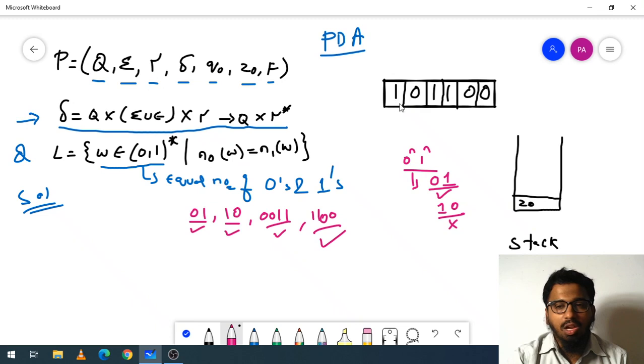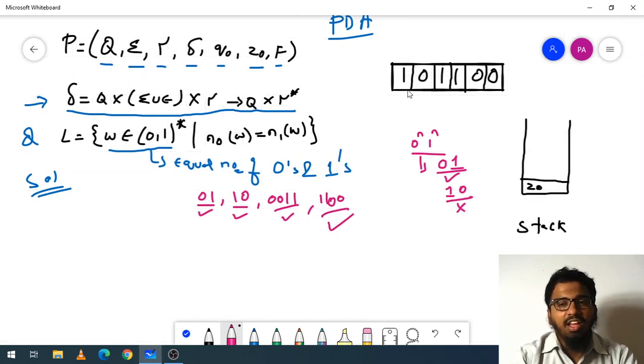Let me check here 1 0 1 1 0 0. Is it valid? Yes, this is also valid. There are three ones and three zeros, so an equal number of zeros and ones. Fine.